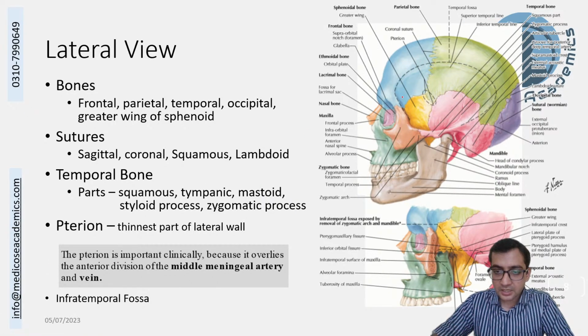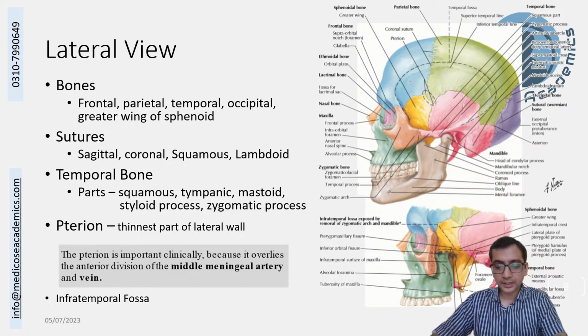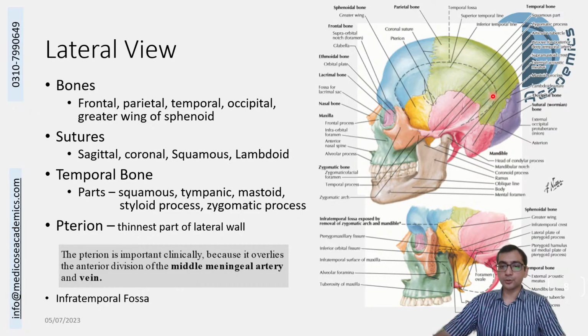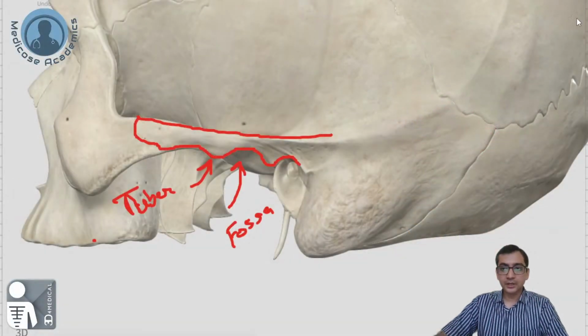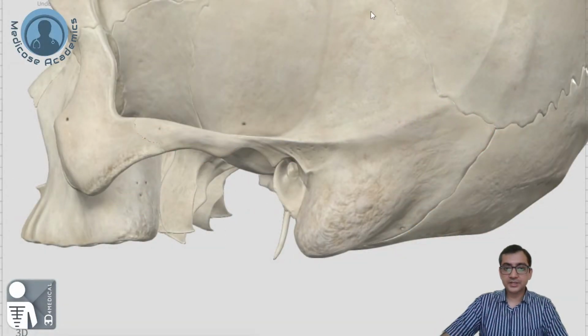Temporal lines: just below and parallel to the superior temporal line, you may be able to see the inferior temporal line. This is present throughout, but it is a little vague and it may end earlier than the superior temporal line before reaching the end. So these are the temporal lines. Let me show you the temporal lines right here. And let's remove these things.